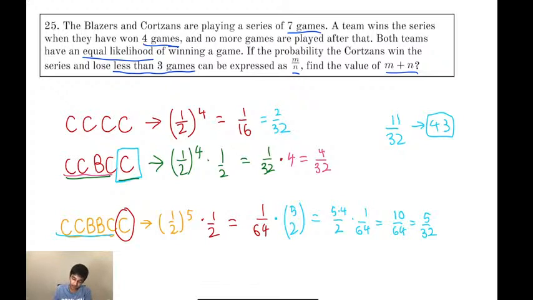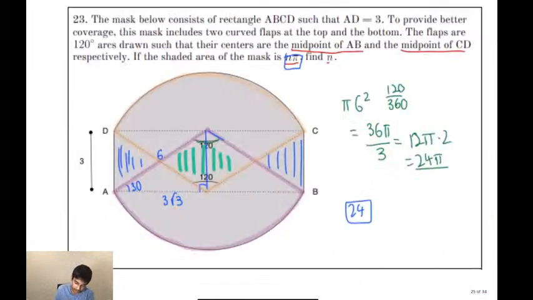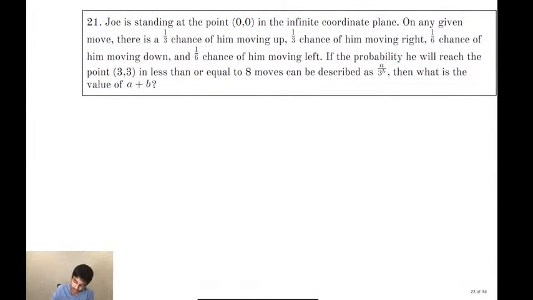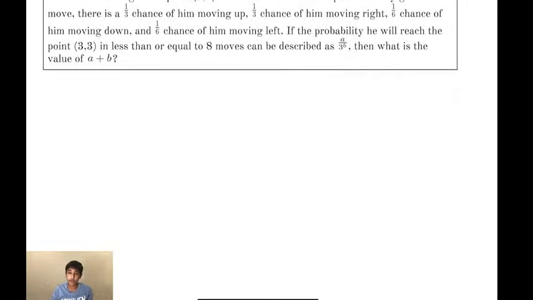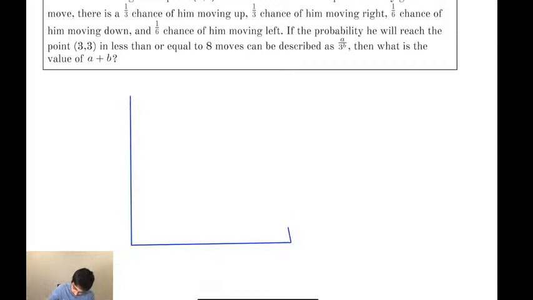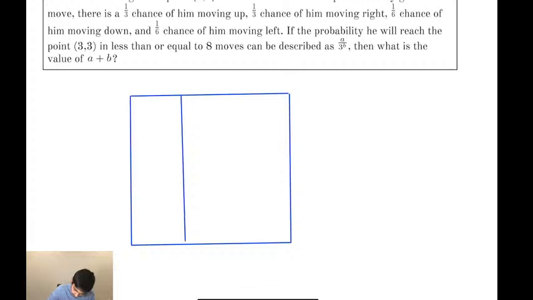Let's now take a look at 20 and 21 that we originally skipped. 21 and 22. So 21, we have a grid in an infinite coordinate plane. So we're standing at point 0, 0 in an infinite coordinate plane. Let's draw that out. Infinite coordinate plane right here. I'm going to draw this grid here. So we have 2 of these lines here.